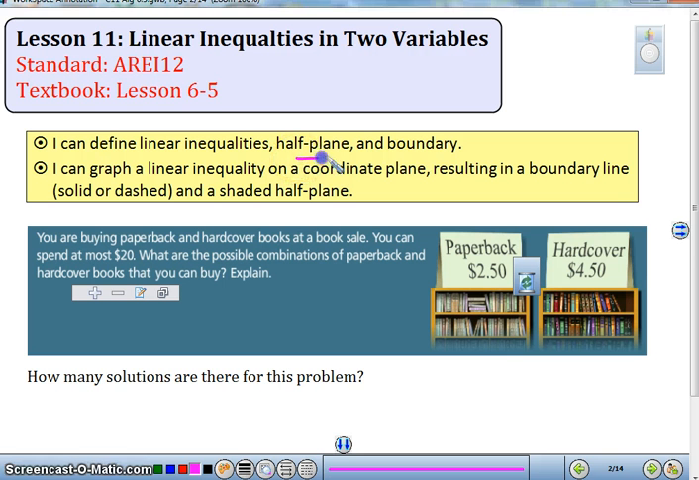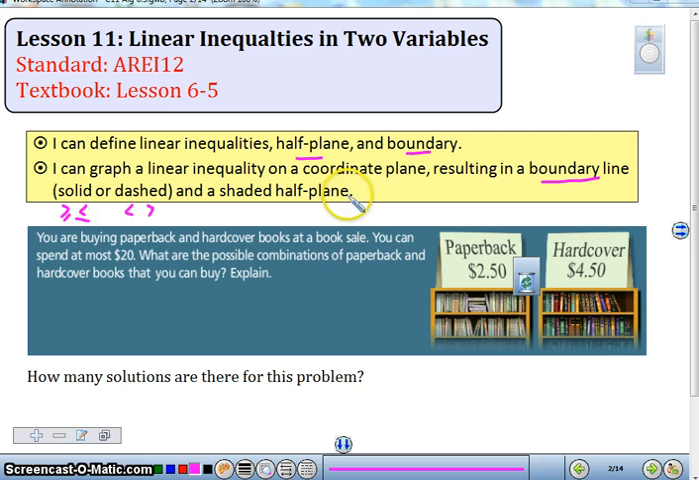What is the half plane and the boundary? I can graph linear inequalities on a coordinate plane resulting in a boundary line, which will either be solid, that's when you have your greater or equal or your less or equal, or dashed, less than or your greater than, and shade the half plane.